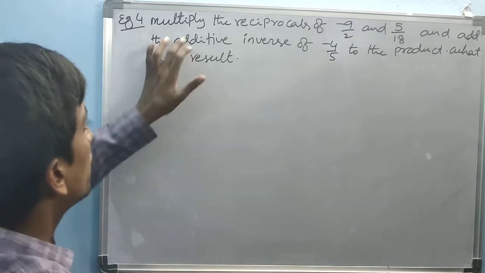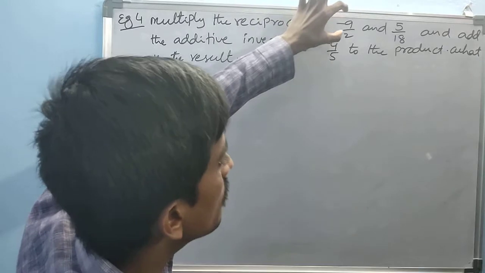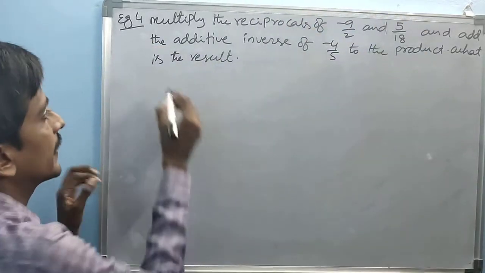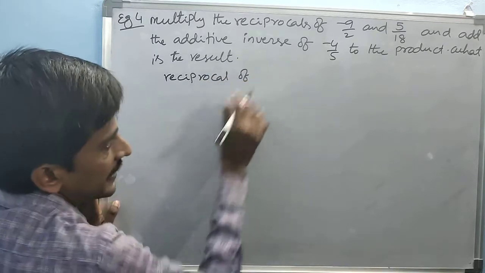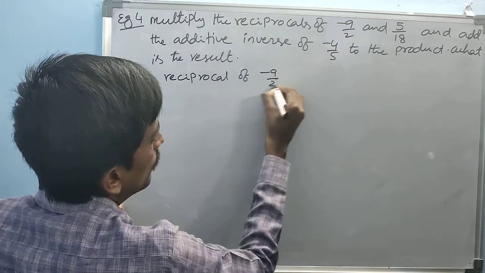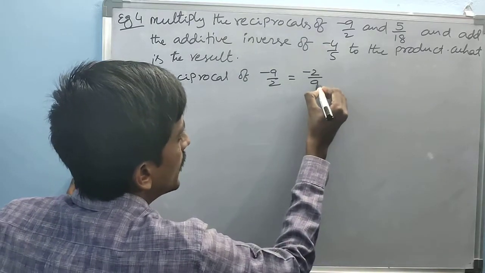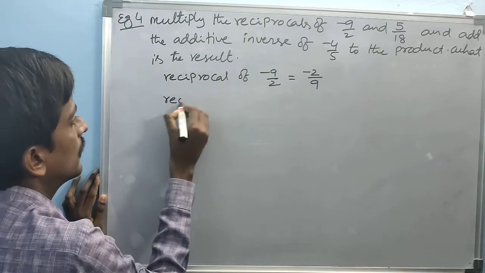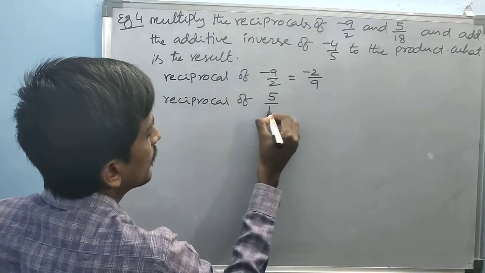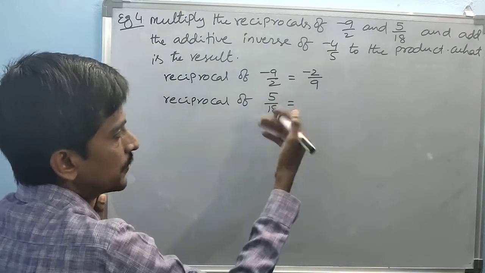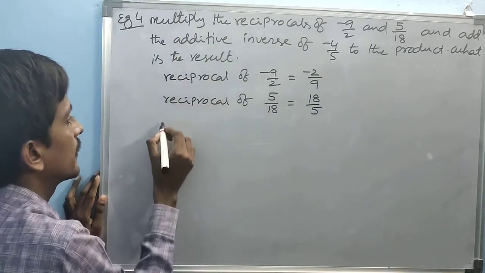Okay. Multiply the reciprocals of minus 9 by 2 and 5 by 18. Reciprocal of minus 9 by 2: what is the reciprocal? Reverse that. Minus 2 by 9. Reciprocal of 5 by 18 is 18 by 5. Product, multiply.